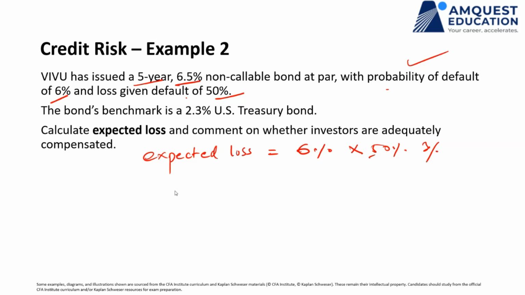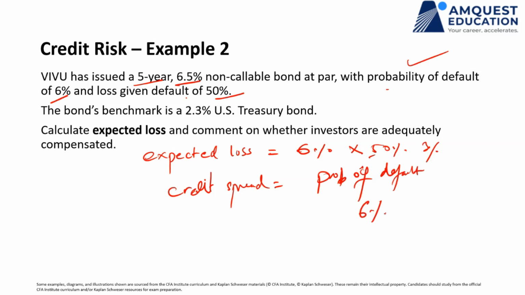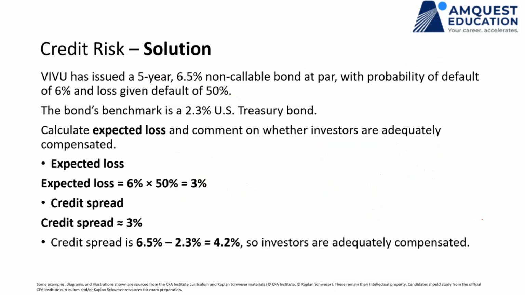Remember the formula we just read? Credit spread is equal to probability of default, which in this case is 6%, multiplied by loss given default. So 6% into 3%, there is not a lot of difference. You will still end up with a credit spread of around 3%. And therefore, we say that the credit spread should be 3%, and you are charging a credit spread of 4.2%.